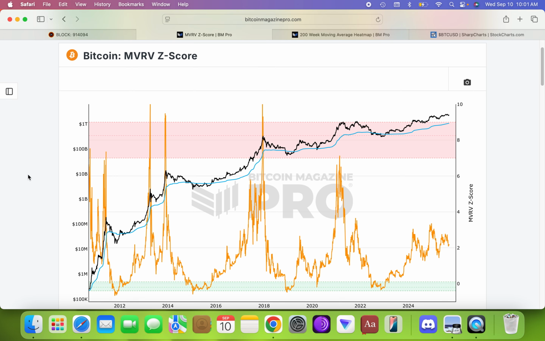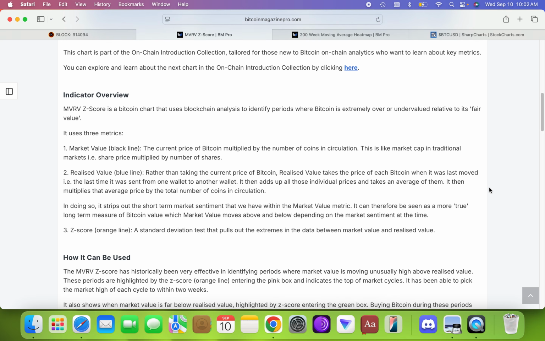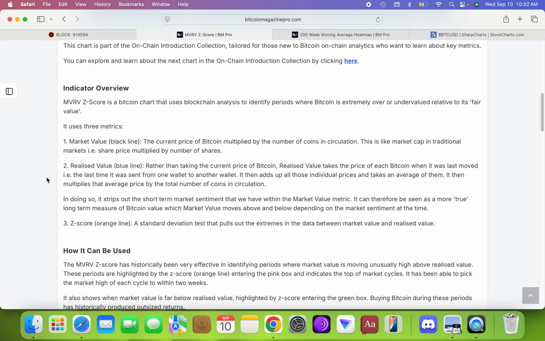The MVRV score, it's like a day behind. So the MVRV score or the Z-score is at 2.17. In short, this indicator is a Bitcoin chart that uses blockchain analysis to identify periods where Bitcoin is extremely over or undervalued relative to its fair value.